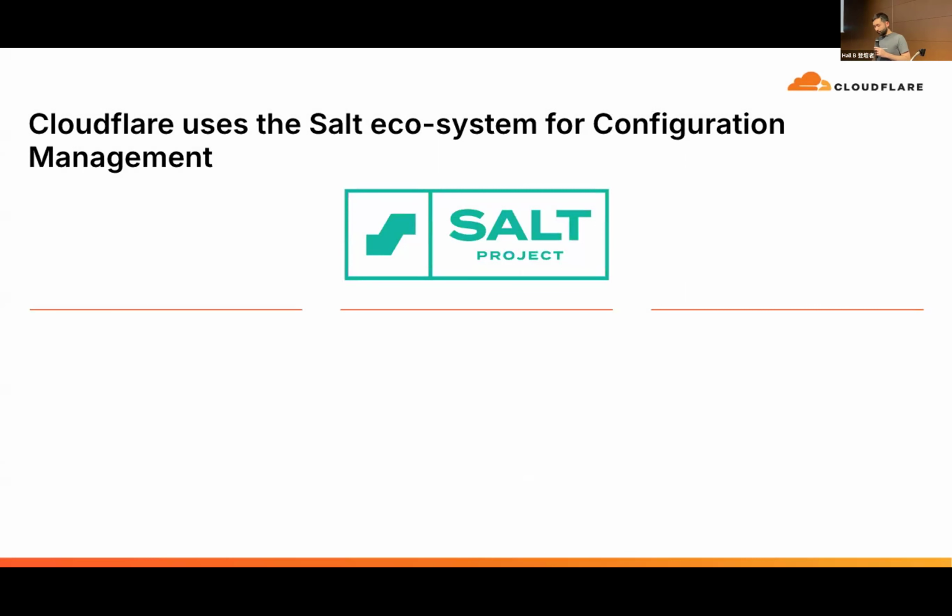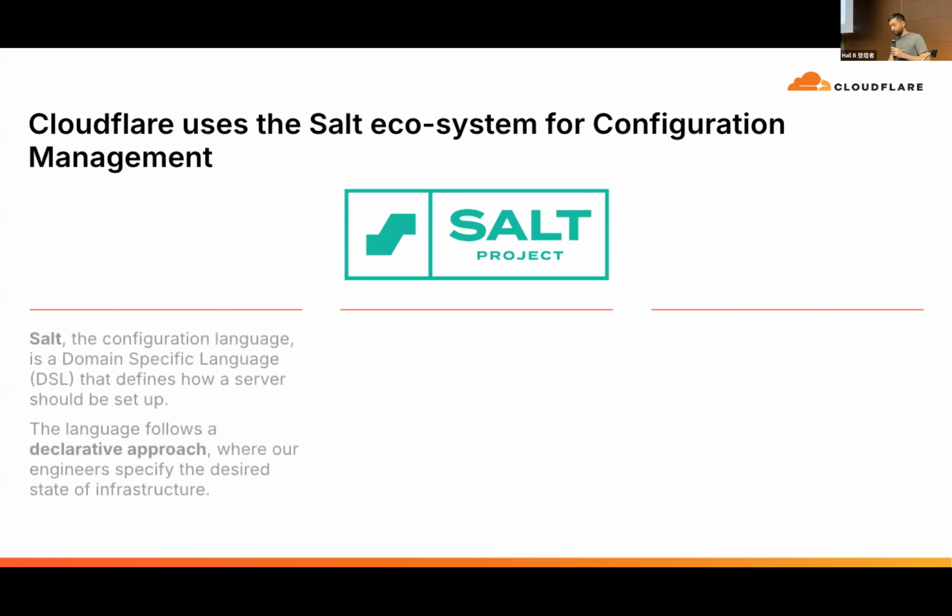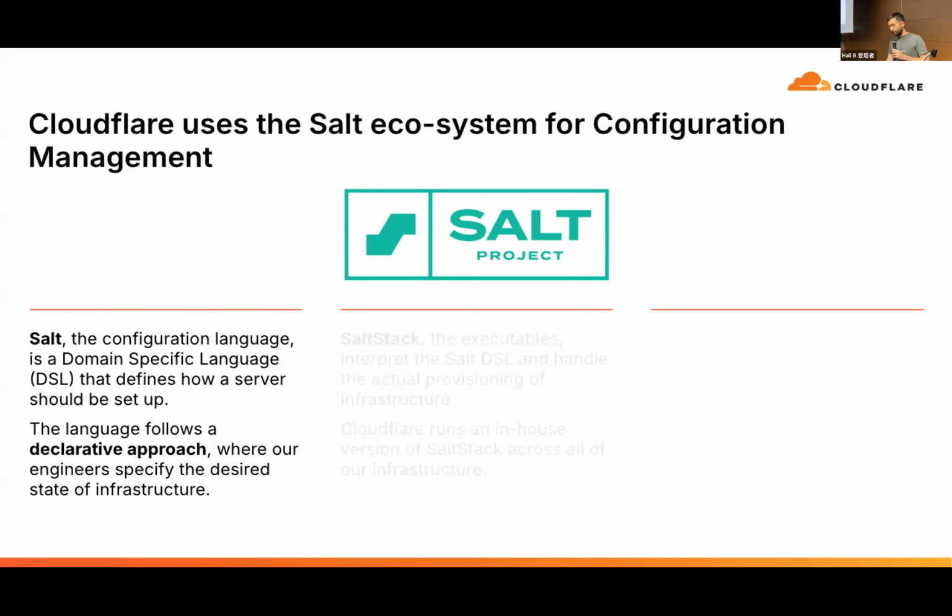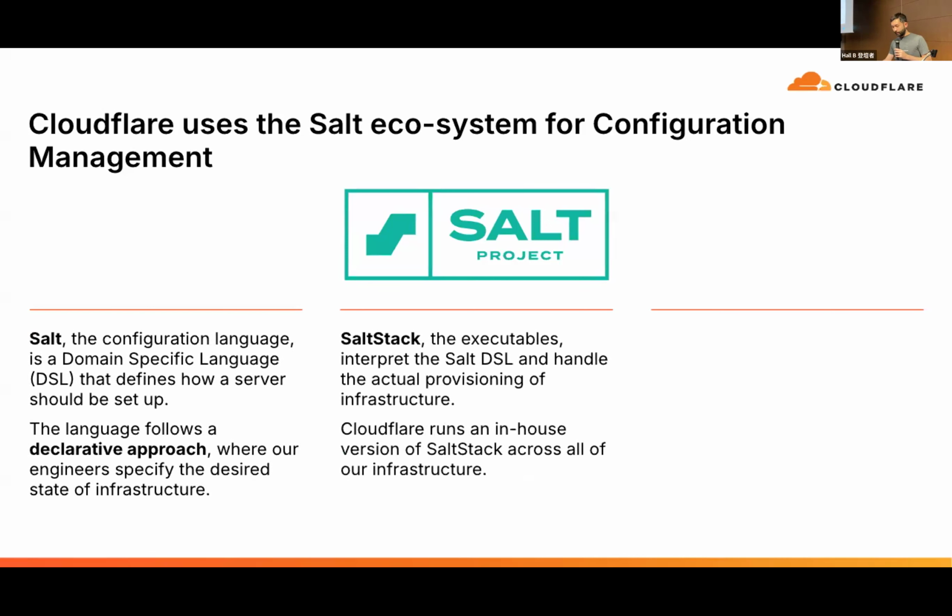Now, since the beginning, we've been using Salt, an infrastructure as code tool, more of an ecosystem, that was adopted for its dynamism and flexibility when Cloudflare was initially growing. The Salt ecosystem is made up of two components: a configuration language, Salt, that defines the desired state of infrastructure, and a set of executables, SaltStack, that perform the actual configuration of that infrastructure. It is Salt, the configuration language, that my colleagues and I have written more than 500,000 lines of. That's the 500,000 lines of configuration that I was talking about at the start there.